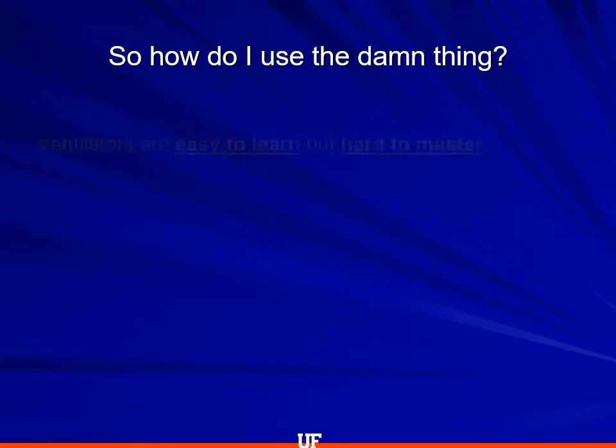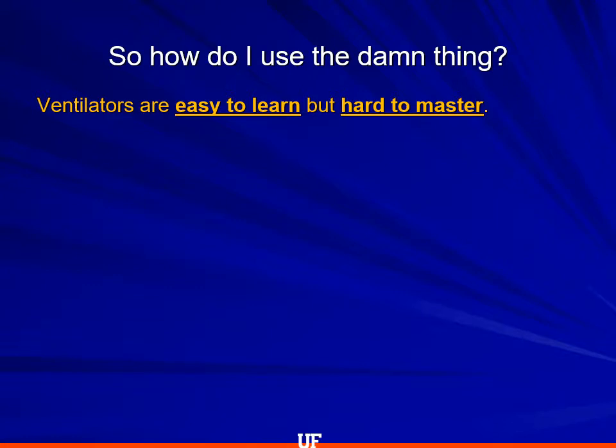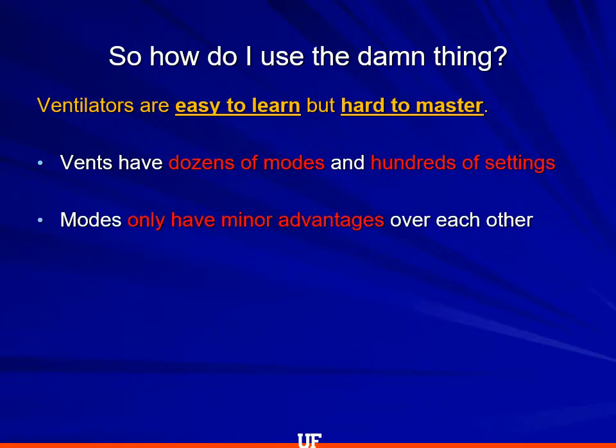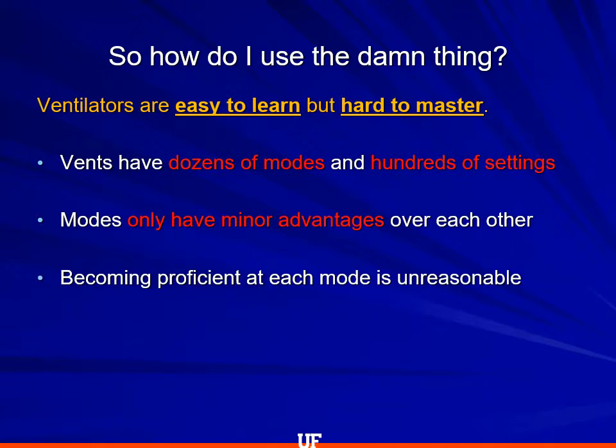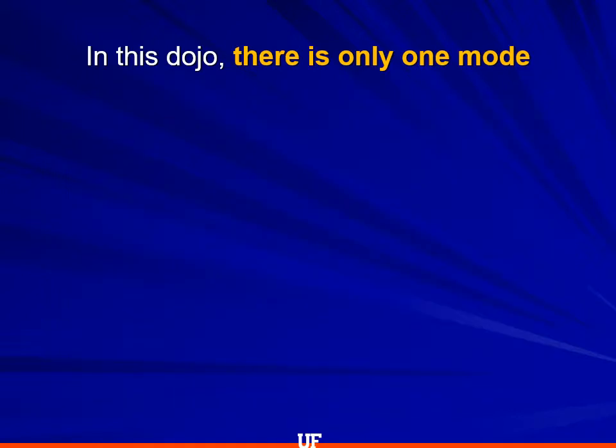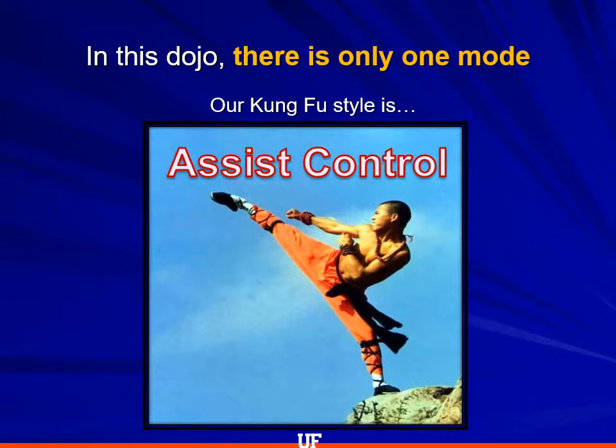The deal with ventilators is that they're actually pretty easy to learn. They're hard to master because vents often have dozens of modes and hundreds of settings. But the trick is that each mode really has only minor advantages over other modes. And it's pretty unreasonable to try to learn all of the various modes on the vent. So instead, our strategy is to become kung fu masters of just one mode. And in this dojo, there's only one mode. And that mode is assist control. What's cool about assist control is that it's on pretty much every ventilator on the planet.